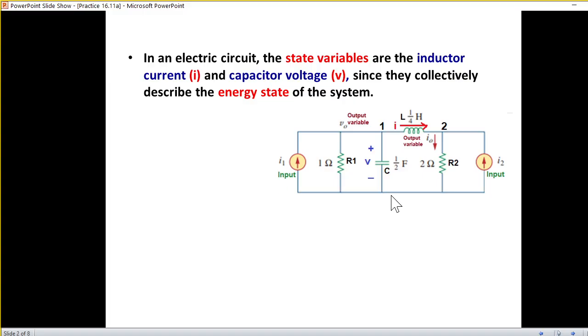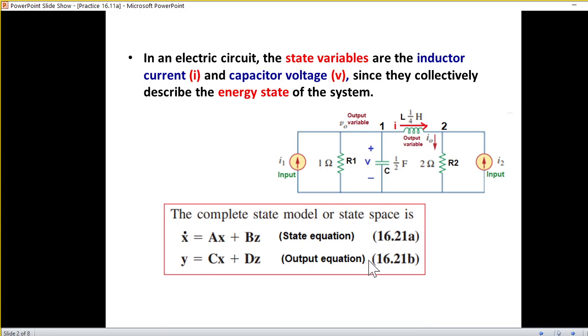Before we begin, two things you have to keep in mind. In an electric circuit, the state variables are the inductor current I and the capacitor voltage V, since they collectively describe the energy state of the system. The capacitor and the inductor are the energy storage elements, and so the voltage across the capacitor and the current through the inductor are called the state variables. We'll be using this term.